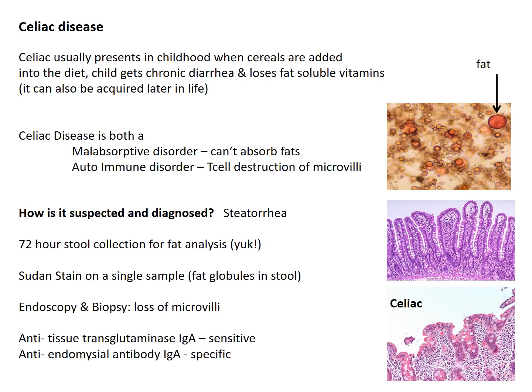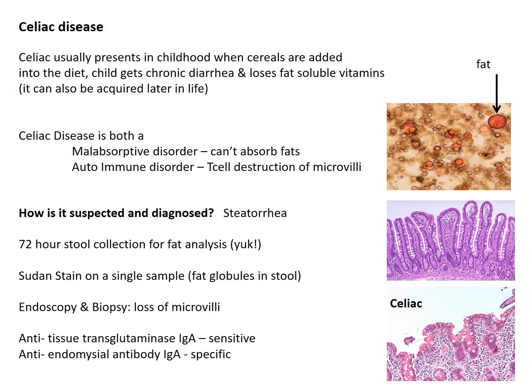Okay, so celiac disease usually starts in childhood, usually when cereals are added into the diet. And again, if those cereals contain wheat flours or any of those other types of grains in it, the child will develop diarrhea as a result of the enteropathy, and then as part of that diarrhea, losing fat-soluble vitamins, and the child will start developing complications of that, including malnutrition. Celiac disease can also occur later in life. So it's a malabsorptive disorder, and it's an autoimmune disorder.